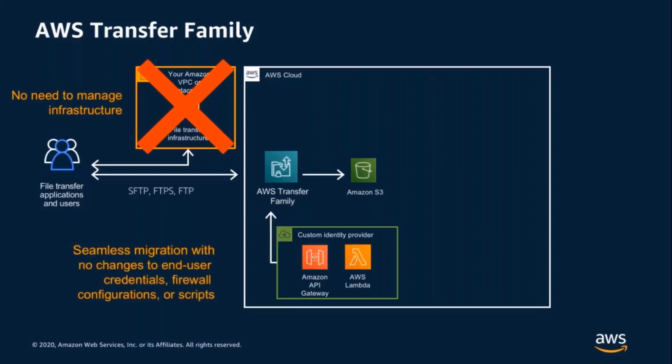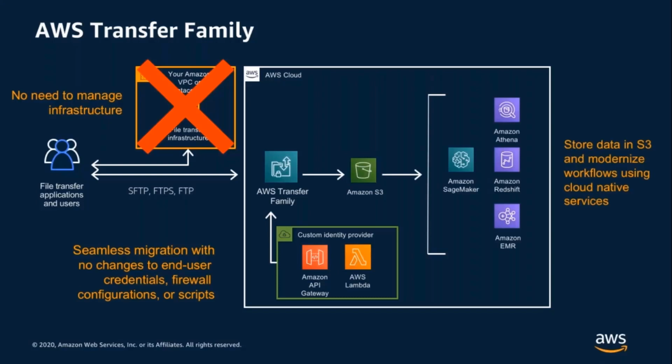And now, because you can integrate existing identity management systems, as far as your end users are concerned, this migration was completely seamless because there were no changes to their credentials, no firewall changes, no scripts. So a huge portion of how they interacted with you remains unchanged as you made this migration to the cloud. And now with the data in S3, it opens up numerous opportunities for you to modernize some of that downstream processing. What I have on the slide are just examples of AWS services that you can use with this data.